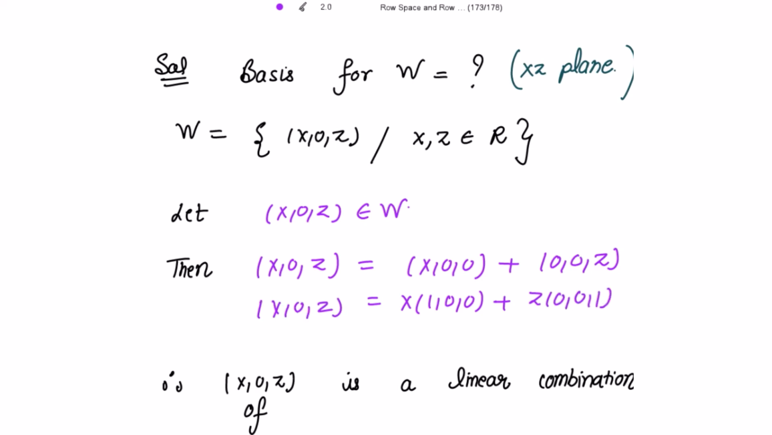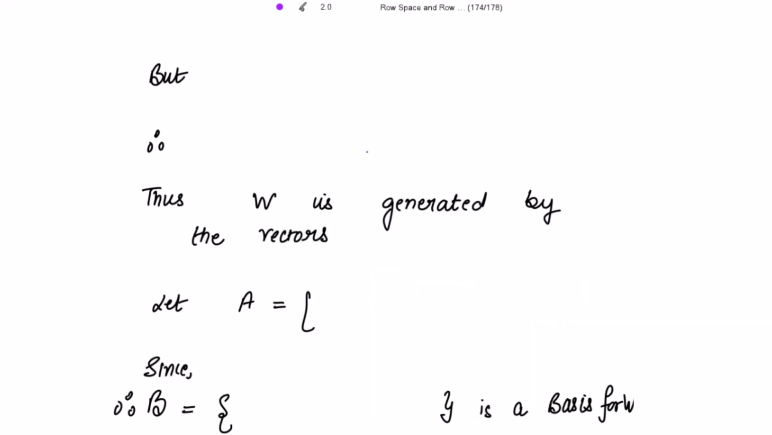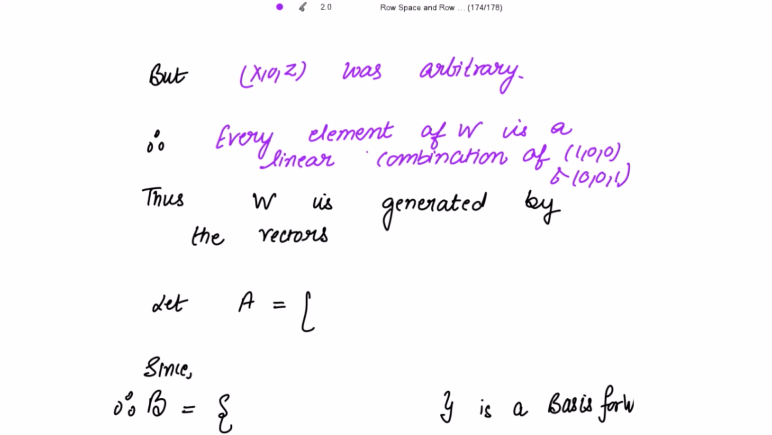Yes. So we are getting the element (x, 0, z) as a linear combination of (1, 0, 0) and (0, 0, 1), right? And because (x, 0, z) is an arbitrary element from W, every element of W is a linear combination of those vectors. So thus W is generated by the vectors (1, 0, 0) and (0, 0, 1).